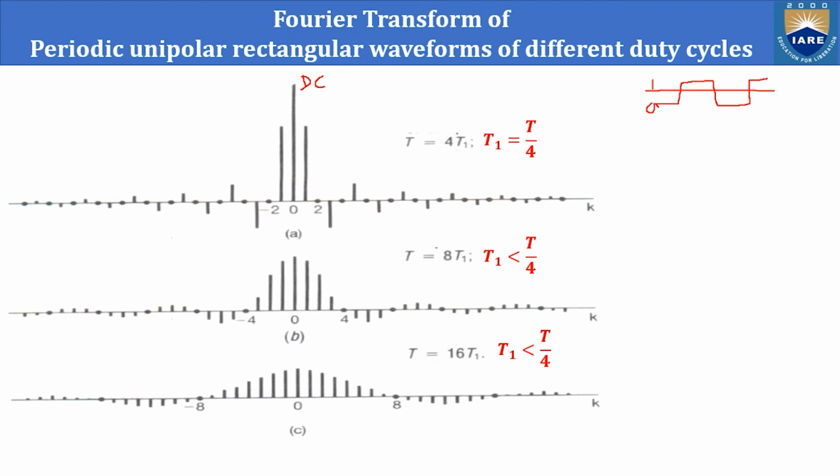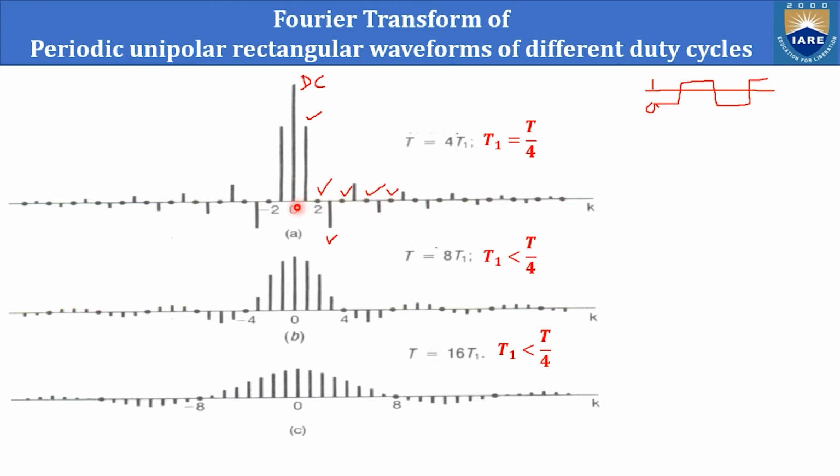So that's why you have a DC component at the center, and this is the first harmonic, this is the second harmonic, third harmonic, and fourth. So second harmonic, fourth harmonic, sixth harmonic, eighth harmonic, all even harmonics have 0 amplitudes here. That means even harmonics do not exist in the case of a unipolar square wave.